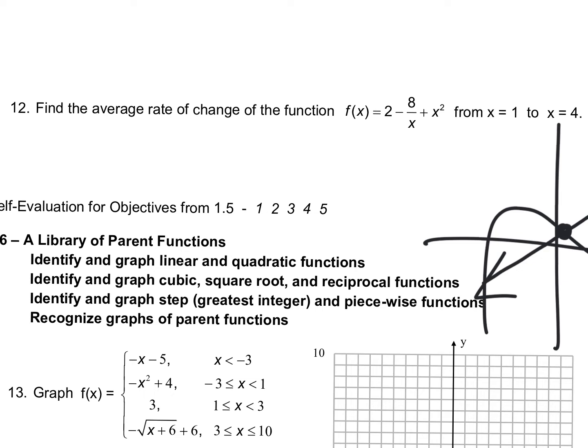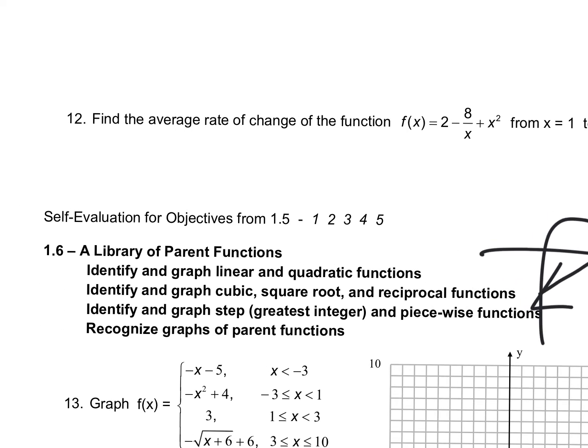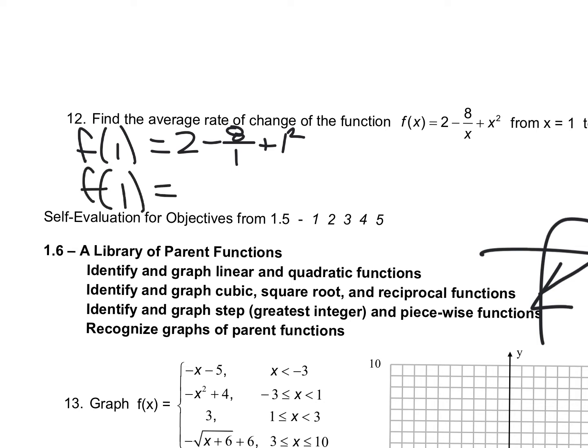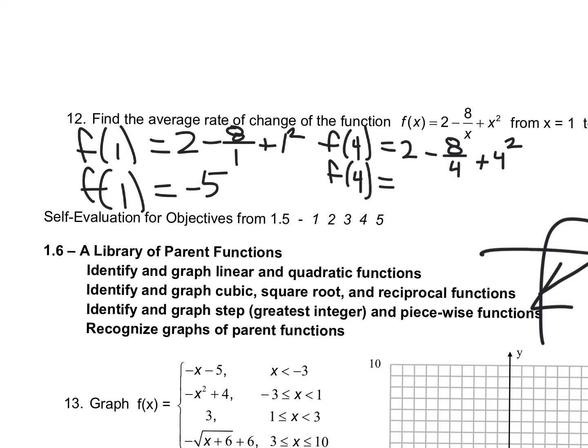I'm simply going to do it this way, where I'm going to write what is f of 1. f of 1 is, and this is plugging 1 in, so I have 8 divided by 1 plus 1 squared. So f of 1 is, let's see, 3 minus 8, negative 5. And then f of 4 is going to be 2 minus 8 divided by 4 plus 4 squared. That would be 2 minus 2 is 0, plus 4 is 16.